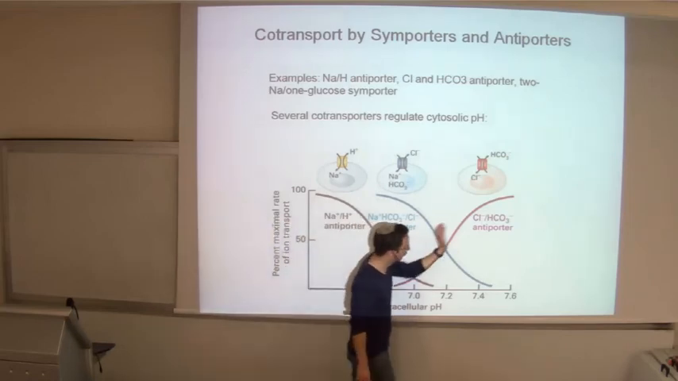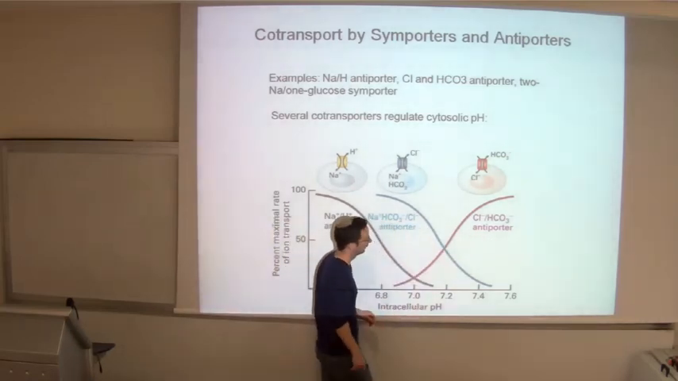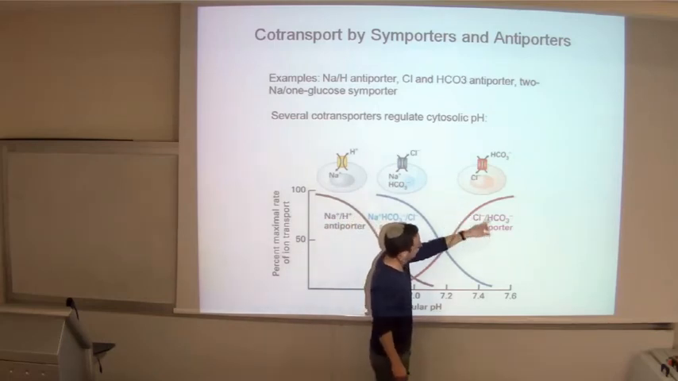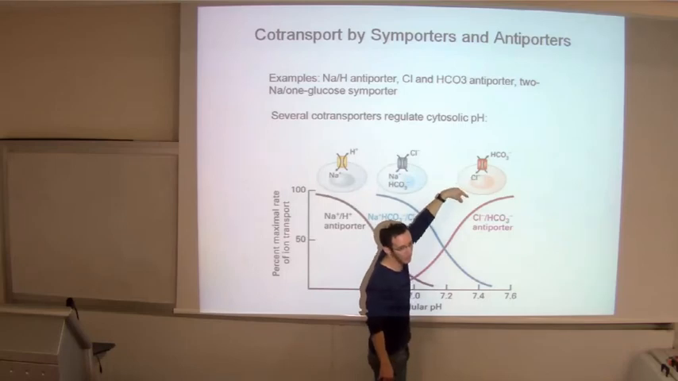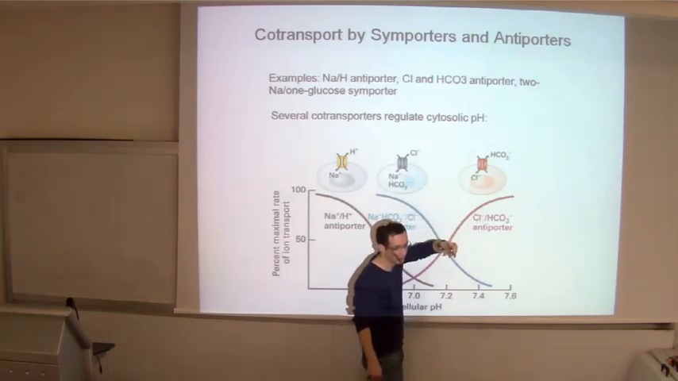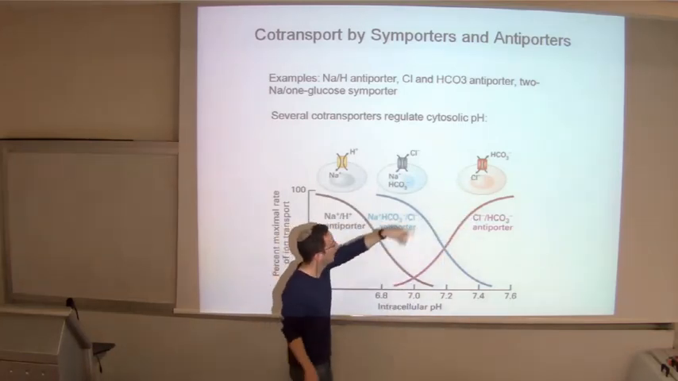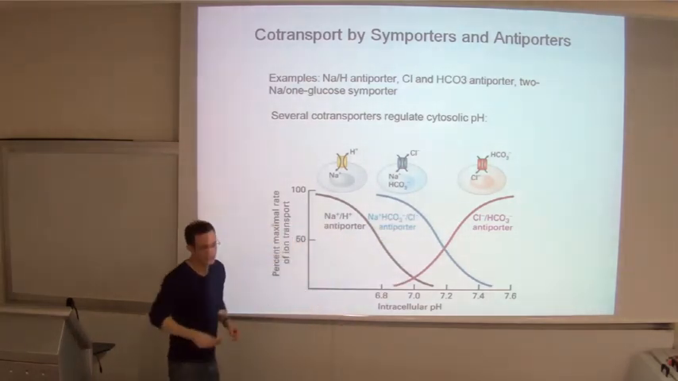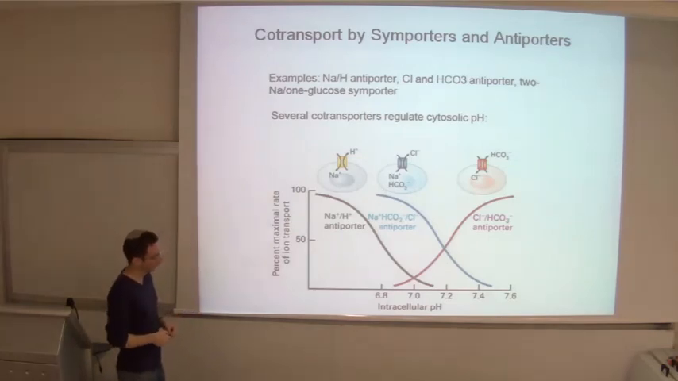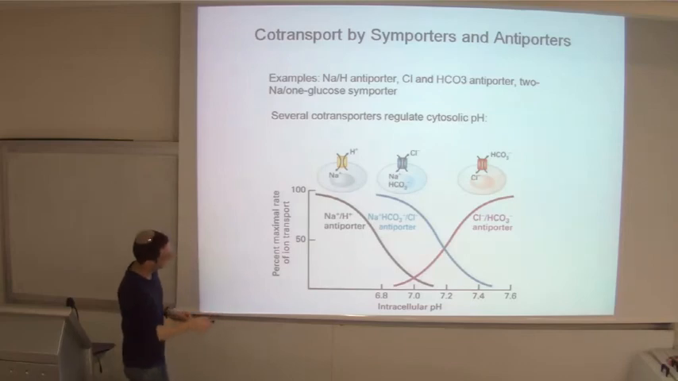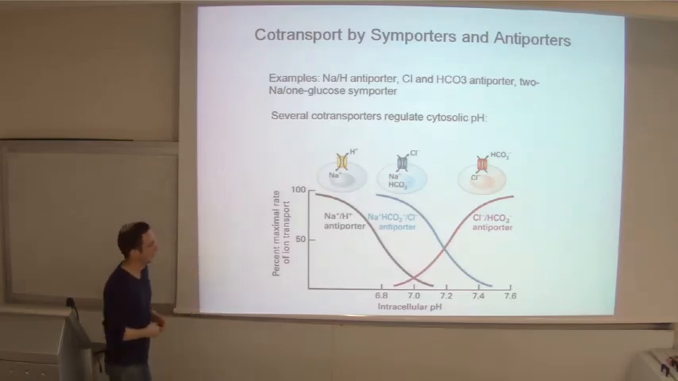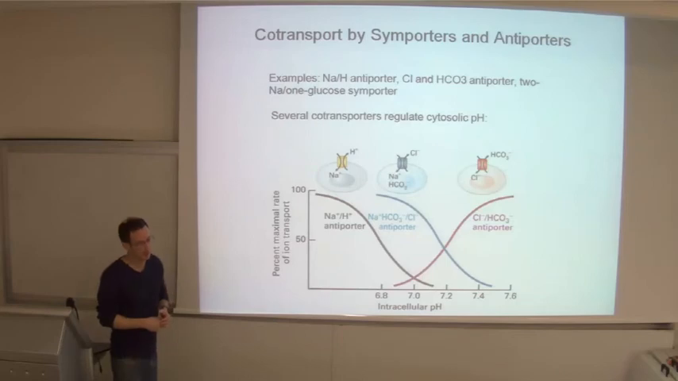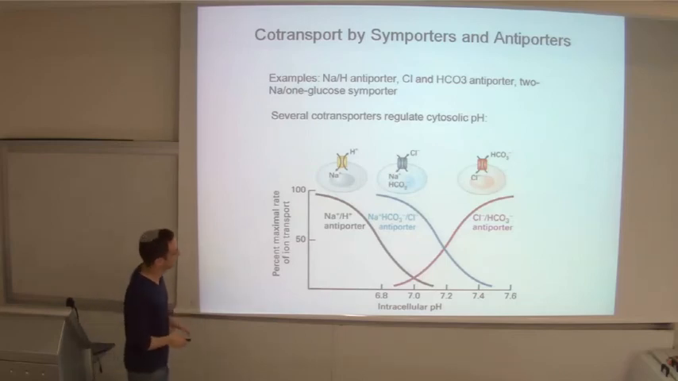If we go too basic, too much to the right, this chloride-bicarbonate antiporter comes into play, and this one uses the chloride downhill to move a bicarbonate, which is a basic molecule, outside of the cell, and again pushes us towards a less basic environment. The overall function of these three is to stabilize the pH inside the cell properly.